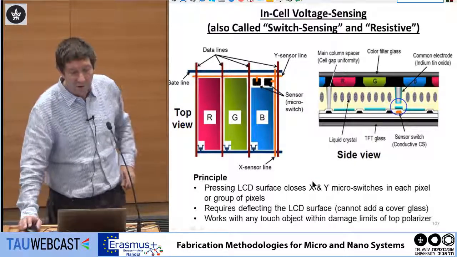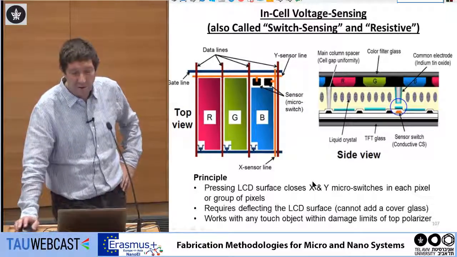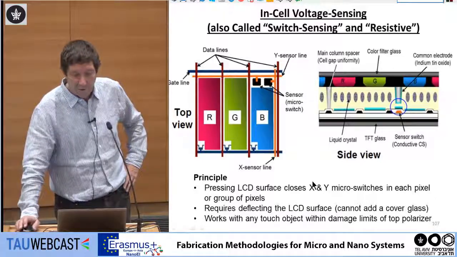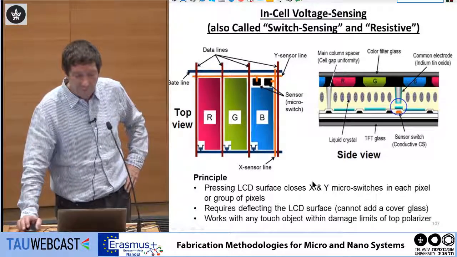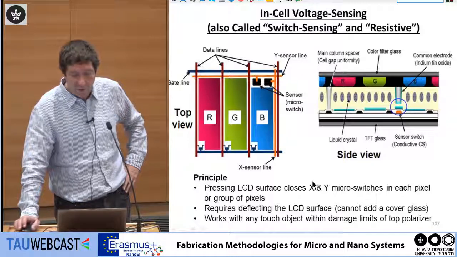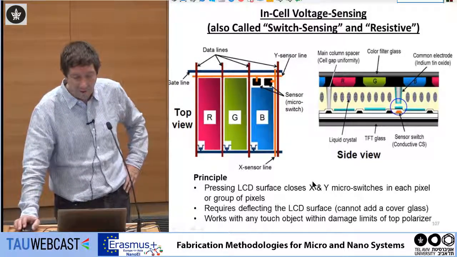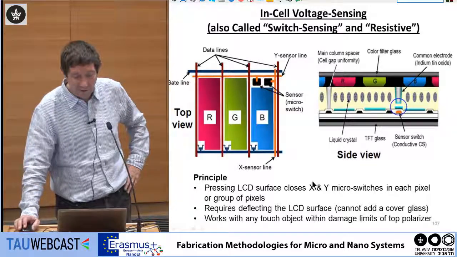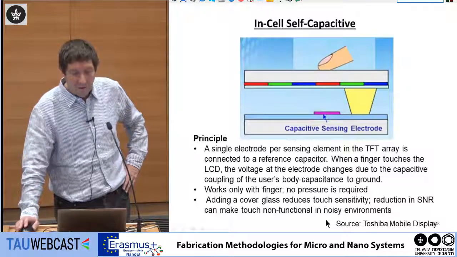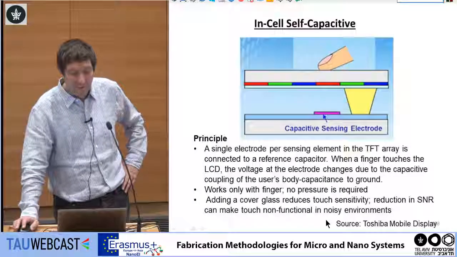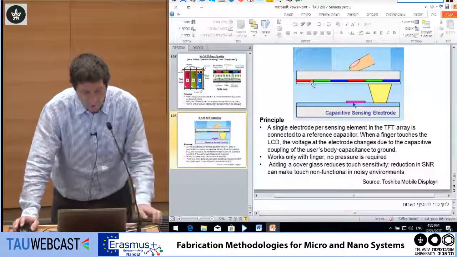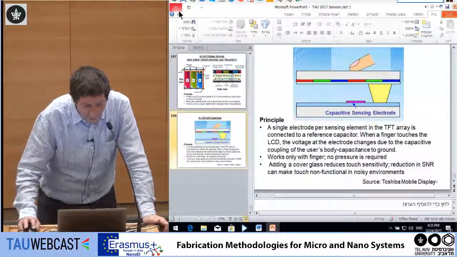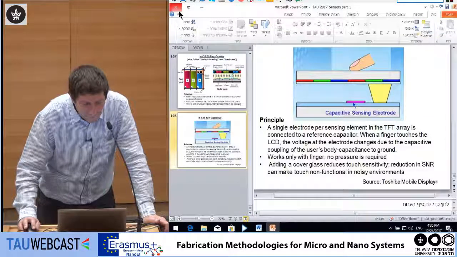In-cell voltage sensing, also called switch sensing or resistive: you are pressing the LCD surface, which closes XY micro switches in each pixel or a group of pixels. It requires deflecting the LCD surface, you cannot add a cover glass, and it works with any touch object. In-cell self-capacitance is another thing, and this is it, we finished the subject of touch screens.